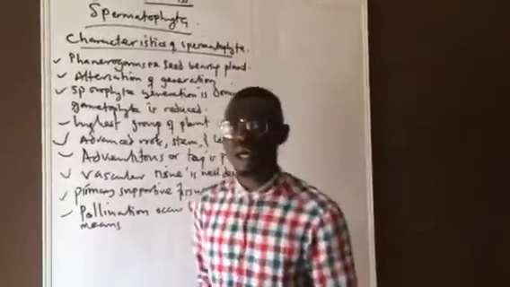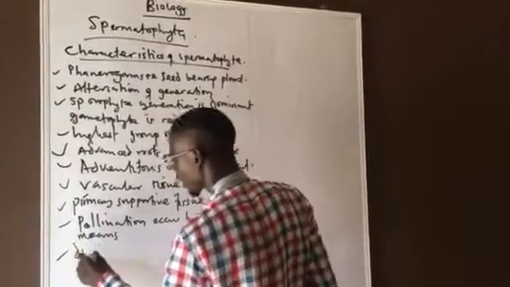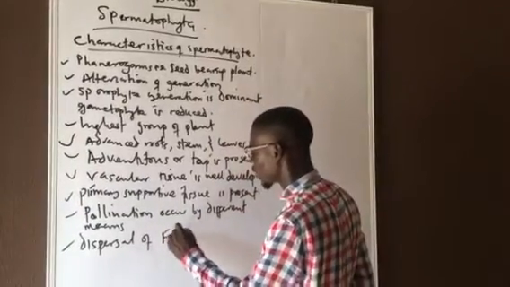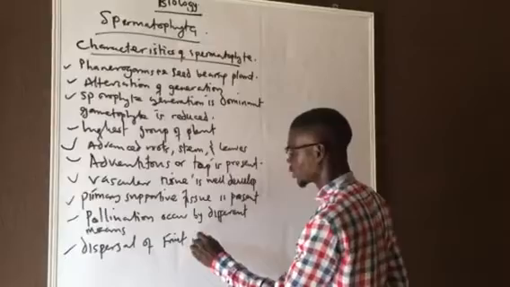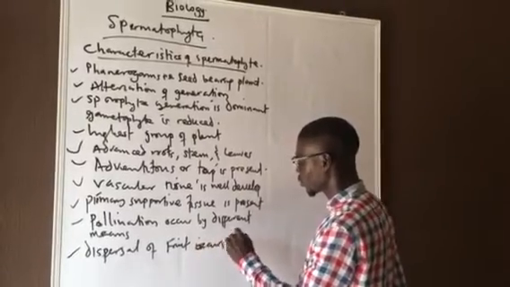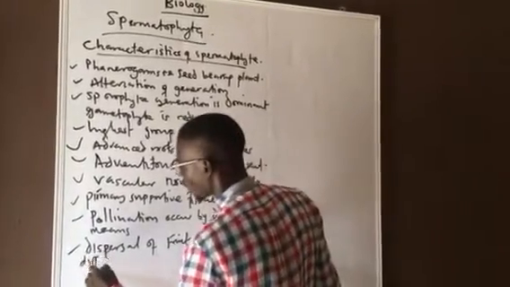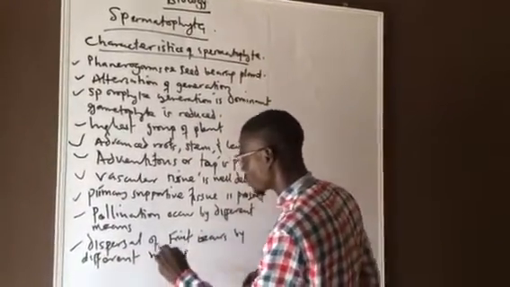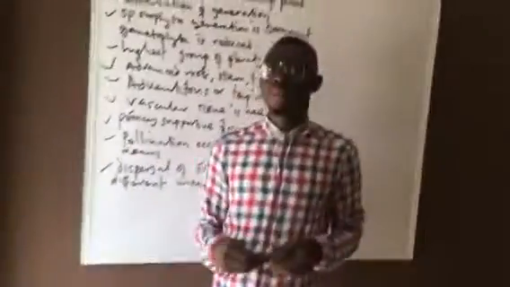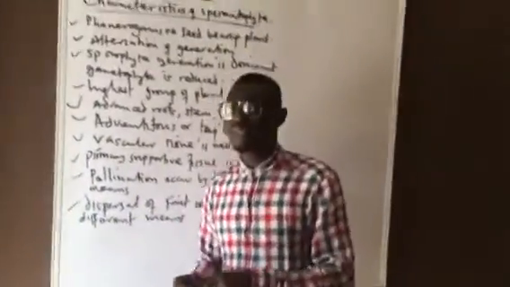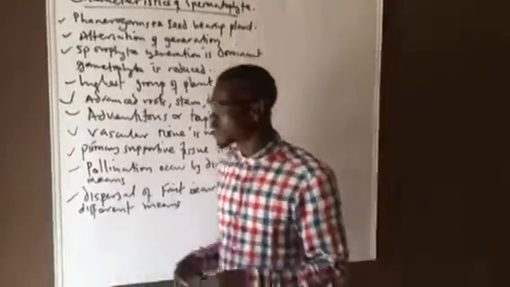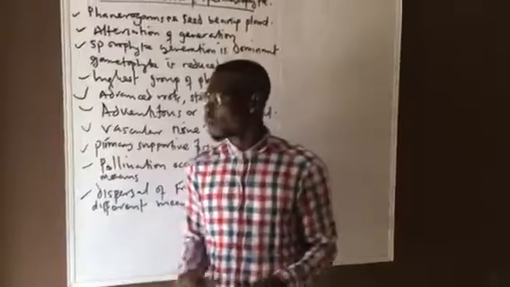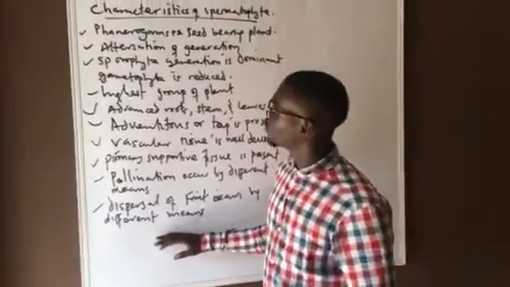They also carry out dispersal of fruit, which also occurs by different means. We have dispersal by wind, dispersal by animals, dispersal by water, and dispersal by insects. So we have various means in which they can carry out dispersal.